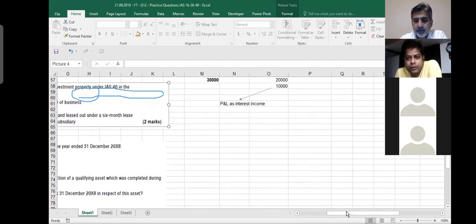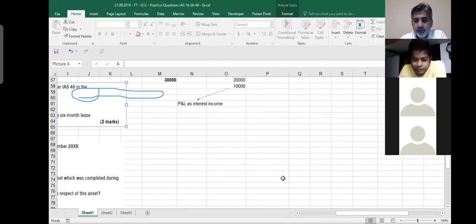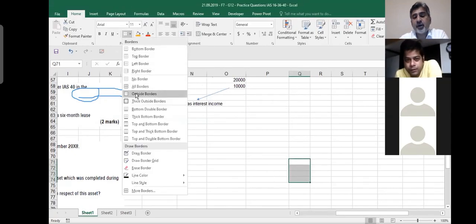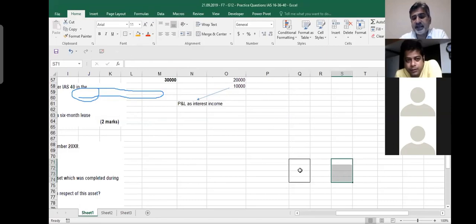If you see from the consolidation point of view, is it an investment property for the parent? No, the parent will not call it investment property. The parent is using it. Let me show you. Parent is Buildco here. That's why I picked these questions, because we need to do a lot of discussion.